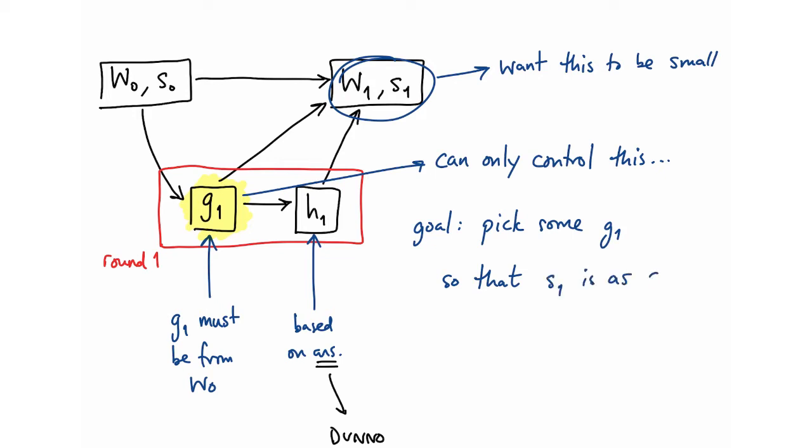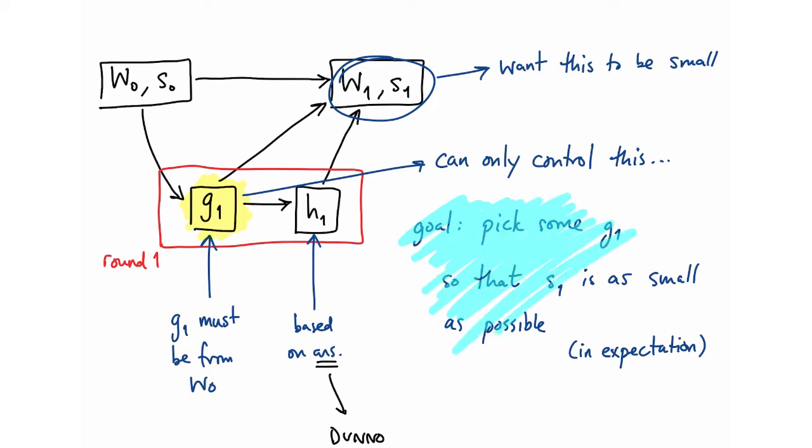But again, since we don't know what H1 is going to be, we have to try to pick the guess that makes the size of W1, the size of the feasible words, filtered out, become as small as possible in expectation. In other words, assuming we don't know anything about H1, assuming the word is random, H1 can be anything, which guess will likely give the best filtered out result.